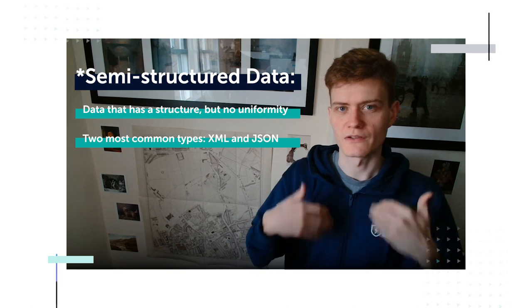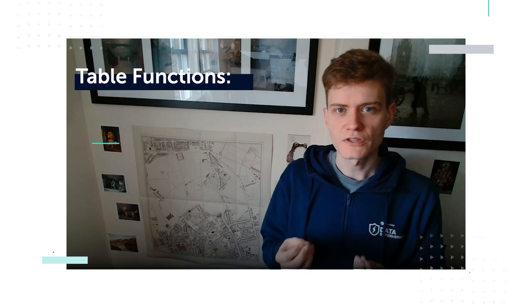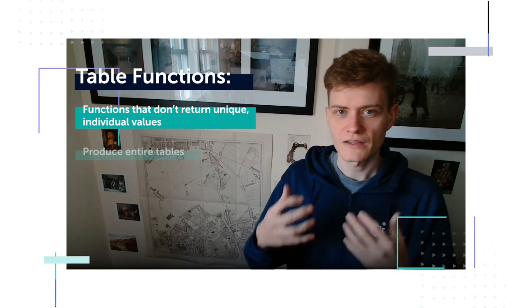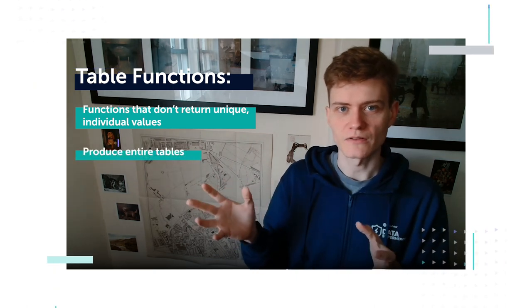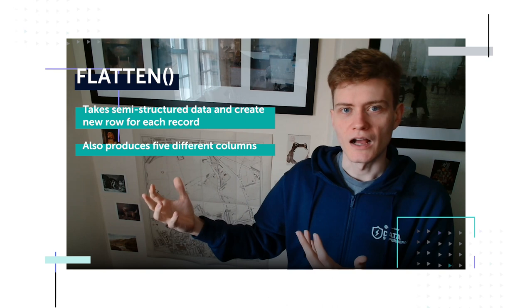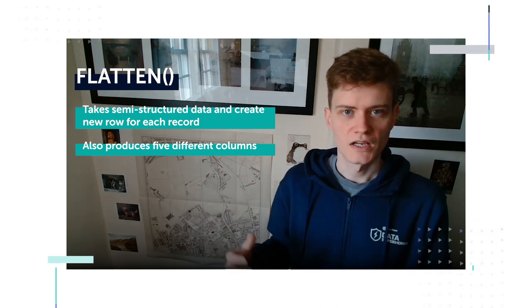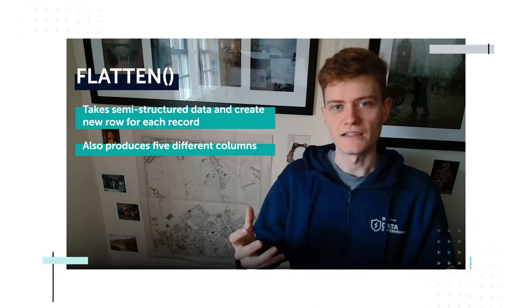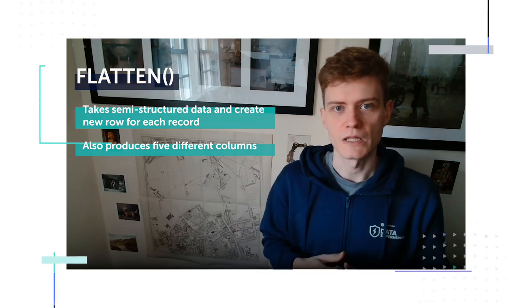In order to be able to conceptualize how we do that, it's important to understand table functions. Table functions are functions that don't return unique and individual values per cell, but rather they produce entire tables. We're going to be using the FLATTEN table function in this video. What FLATTEN does is it takes your semi-structured data, and for each record, it creates a new row, and it also produces five different columns, the most important being value, but you can read about the others in the link that will be in the description below.